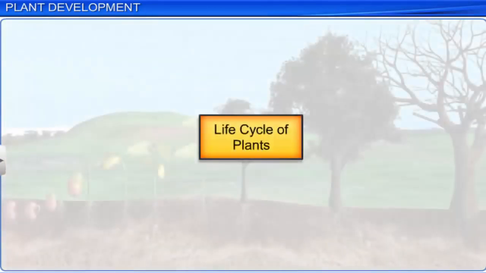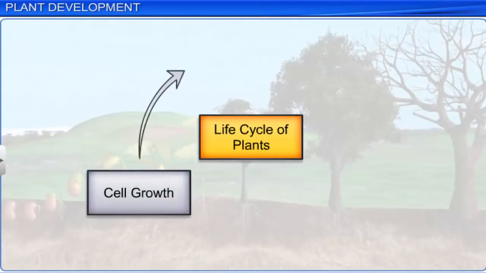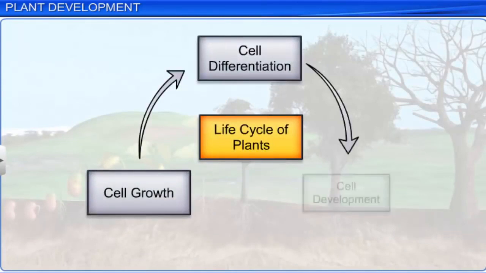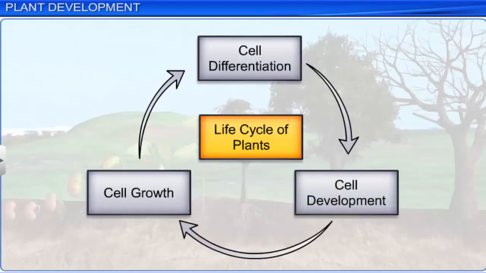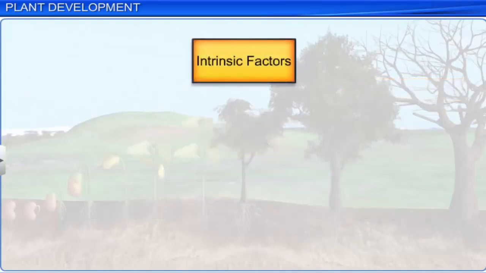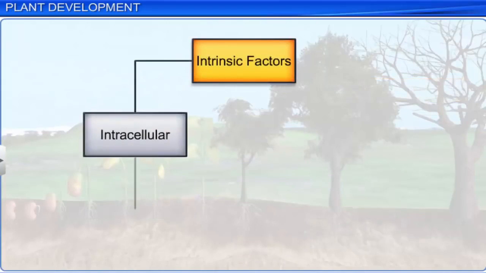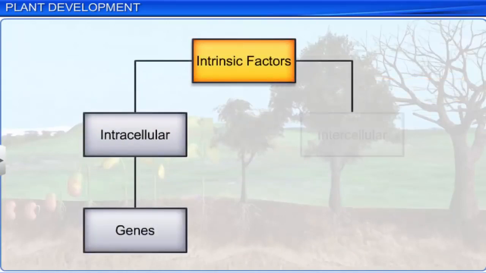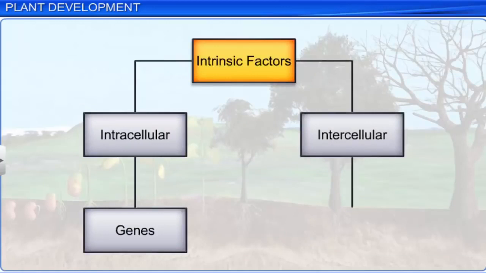In the life cycle of plants, cell growth, cell differentiation, and cell development are interrelated and controlled by intrinsic and extrinsic factors. Intrinsic factors can be intracellular, such as genes, or intercellular, such as growth-regulating chemicals.